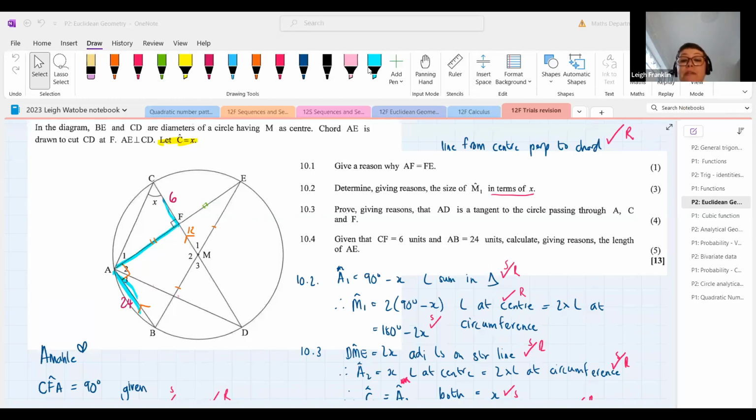All right. So this is an example of a problem-solving question. When we had to prove that AD was a tangent to the circle, that would be considered complex. Where the question says 10.1, give a reason why AF equals FE, that's knowledge. So we know by now that our paper is going to be 20% knowledge, 35% routine procedures, 30% complex, and 15% problem solving.